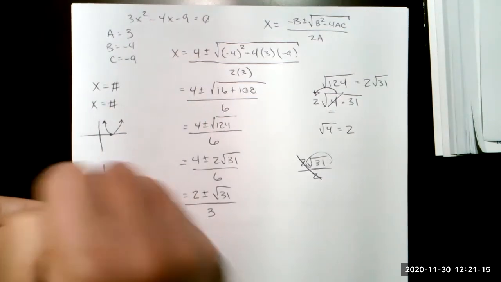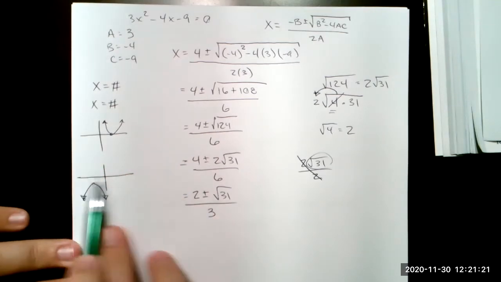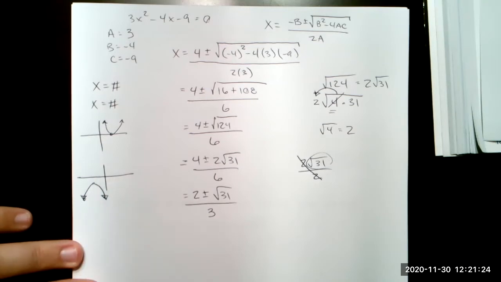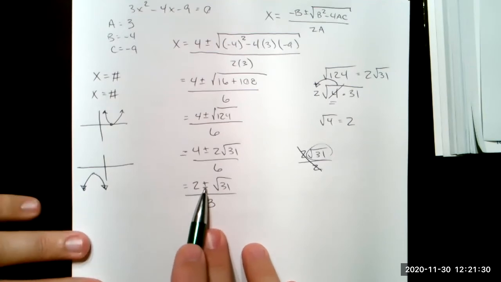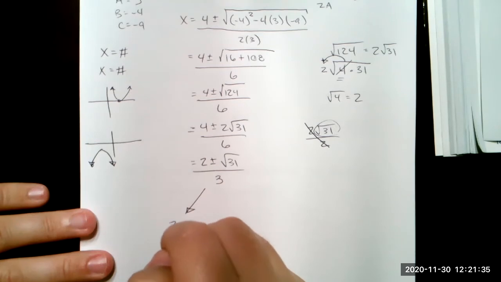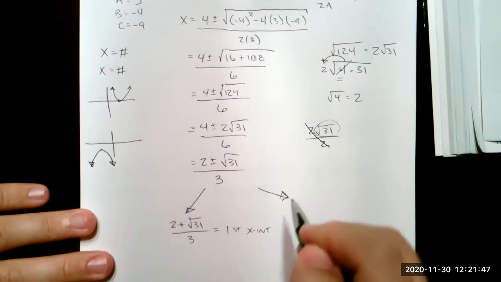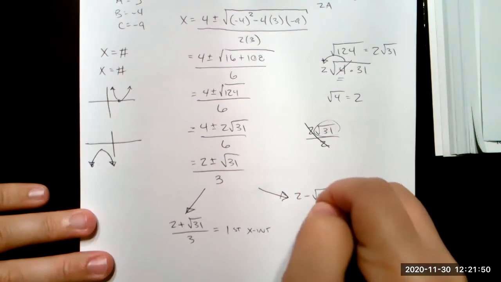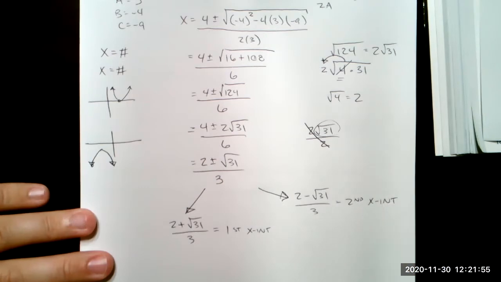Here's an example with no x-intercepts. That parabola never touches the x-axis. So this parabola would not have any x-intercepts. And we'll talk about that here in a little bit. But here, this plus and minus is leading me in 2 directions. One direction is I'm going to take that number 2 and add root 31 over 3. So that will give me my first x-intercept. And then I can go the other direction and do 2 minus root 31 divided by 3. That'll give me my second x-intercept.